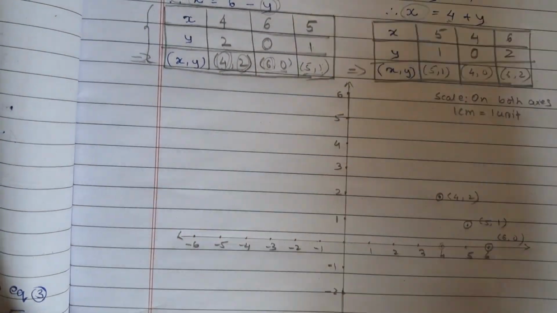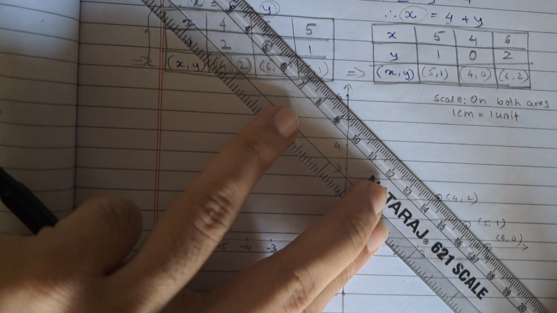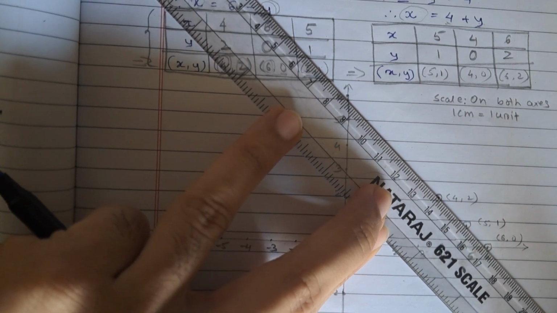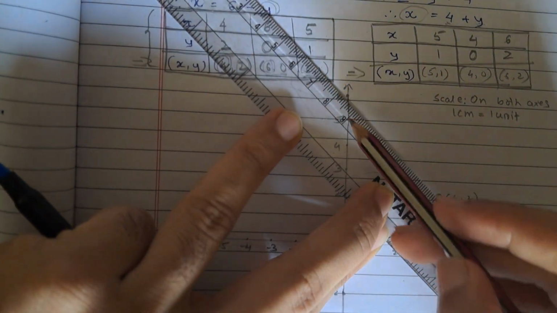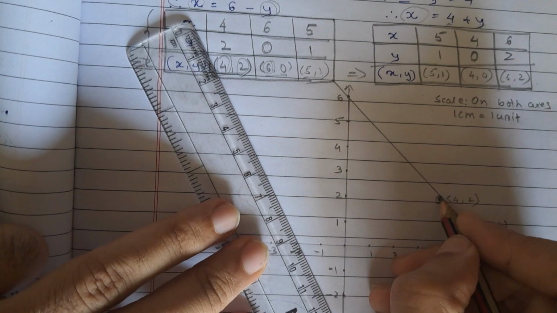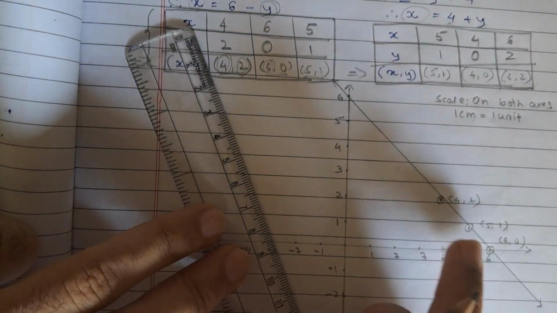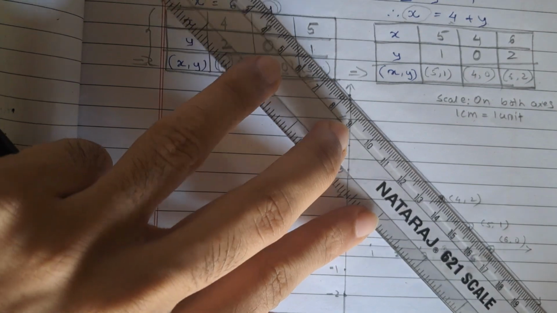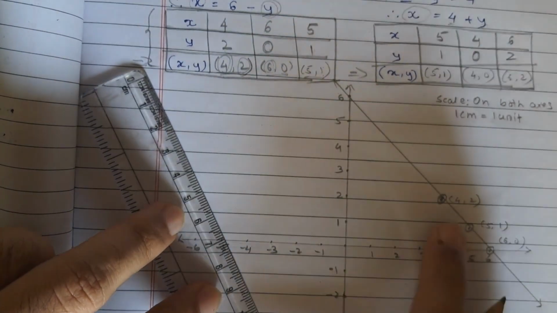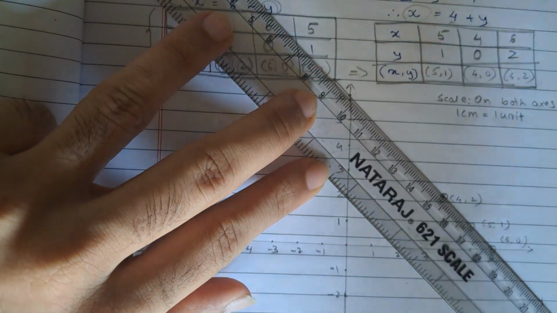Once I have these 3 points, I will simply draw my line. It will go something like this. Once my line has been drawn, what you have to do is join these 3 points and simply draw a line. Once you do it on a graph paper, you will see all the 3 points coming on the same line. So you have to just join them and draw a straight line.